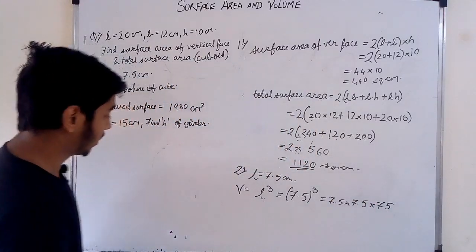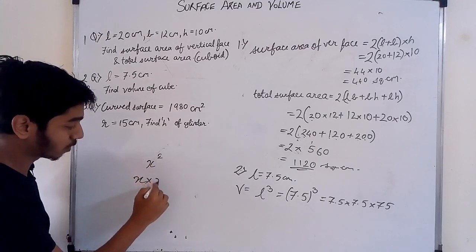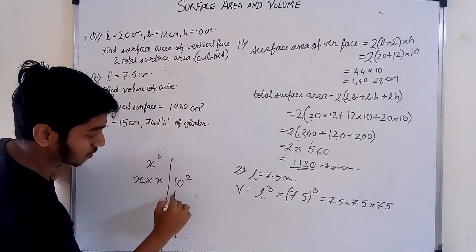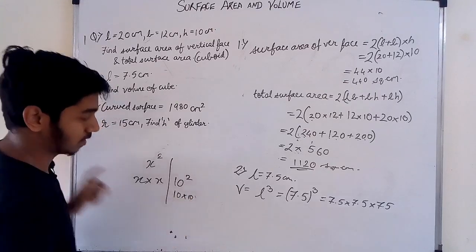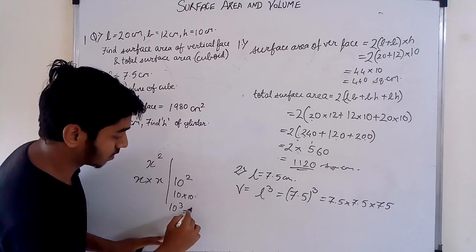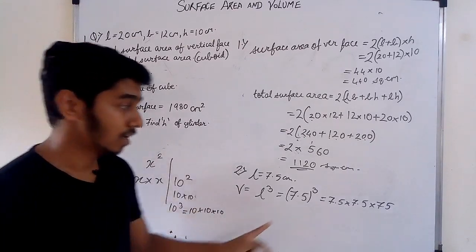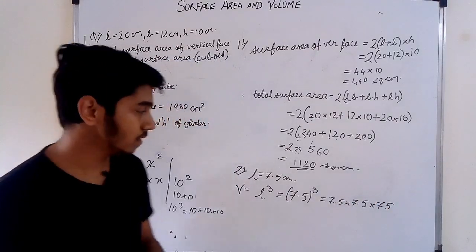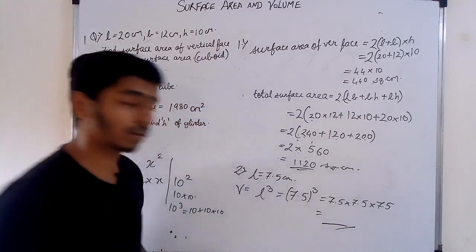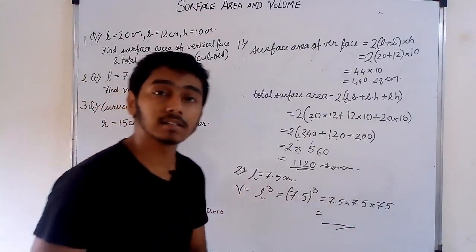Correct? If it is square, if I say x square, this means x into x. If I say 10 square, this means 10 into 10. So if I say 10 cube, then this means 10 into 10 into 10, 3 times. Correct? Same way this also. So you can multiply this and you can get your answer here. Calculate this and find out the answer.